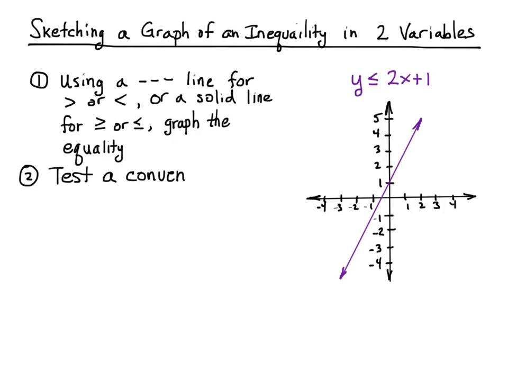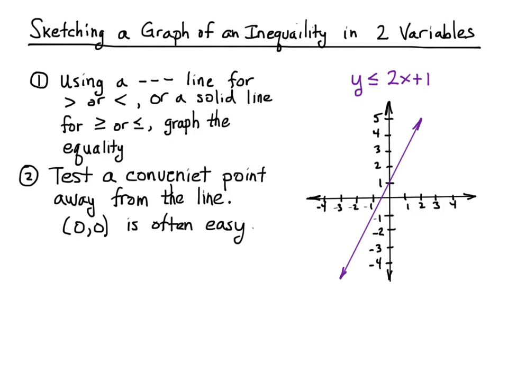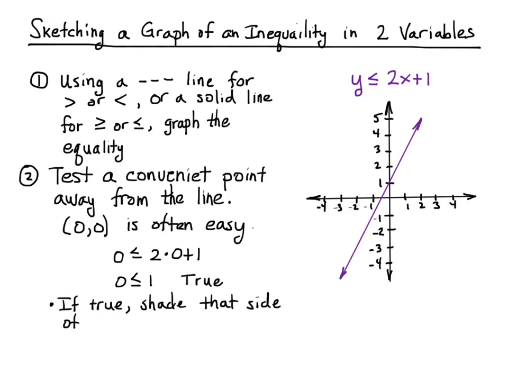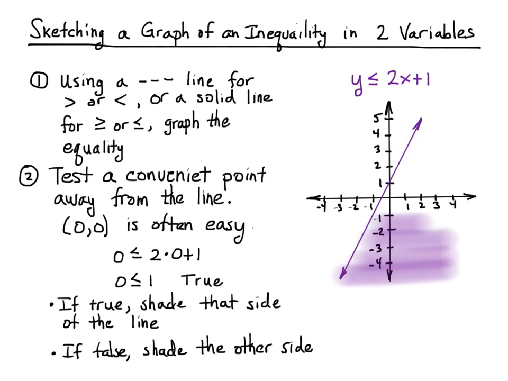So when we test that point, we find that this is true, and so if it's true, we shade the side that the point is on. And so in this case, we get something that looks like this.